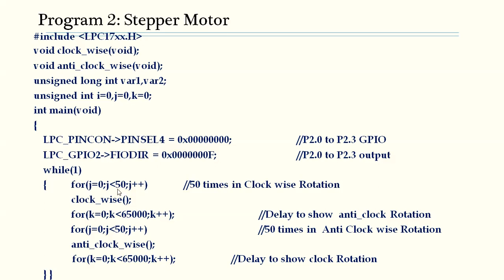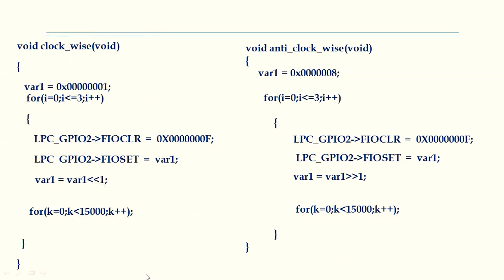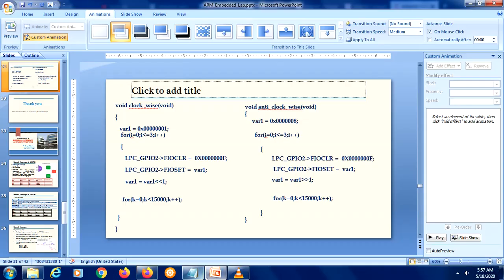For example, if you say that the motor has to rotate for say 180 degrees and then stop, then what is required? Instead of the value 50 here, you would reduce it to 25. Why? Because 25 into 4 will give us 100. So 100 steps corresponds to 180 degrees. Again, it depends upon the step angle. The step angle we have considered here is 1.8 degrees. So let us see how the program works on the actual hardware.